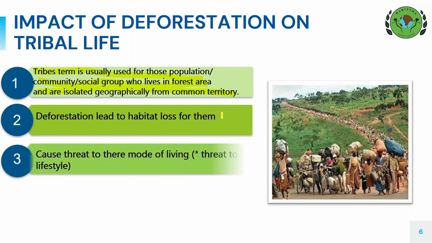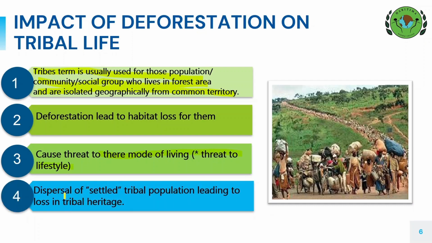Think about it, if someone comes and destroys your house, takes away your roof, how would you feel? Tribal people are very much connected to the forest, and without forest, their lifestyle will be lost. Baga tribe of Madhya Pradesh, Birhor tribe of Uttar Pradesh are some examples of vulnerable tribal groups, and we are losing our tribal heritage with the extinction of tribal groups.